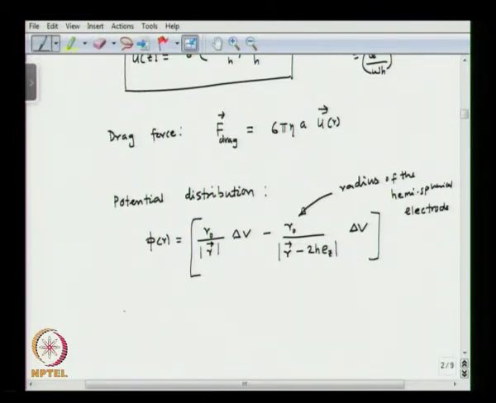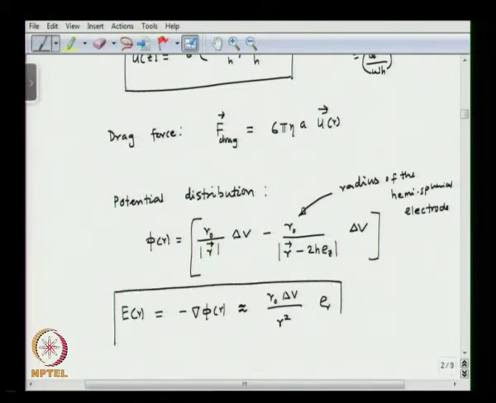So, we can find out what the electric field is going to be. E r is the gradient of phi r, which can be approximated as r0 into delta v divided by r square along the radial direction. That is the expression for the electric field if you differentiate the potential with respect to r.